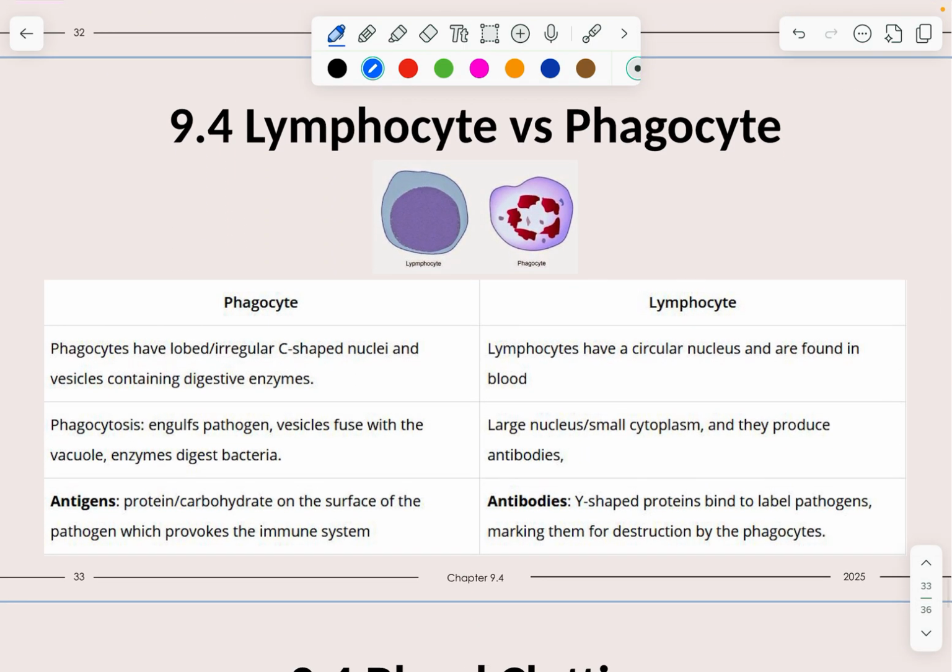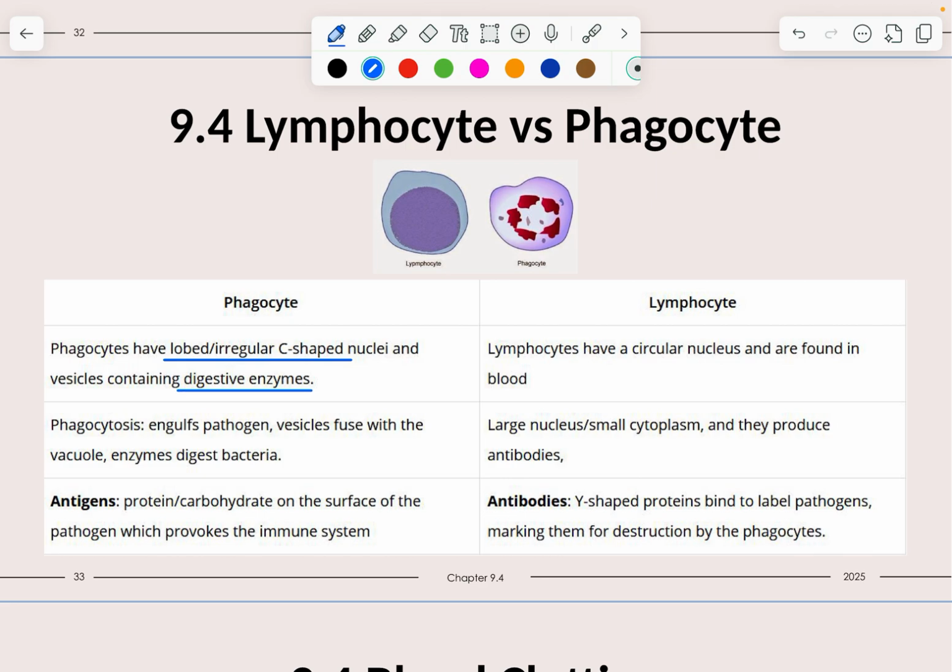Okay, so we'll go through a little bit on this. So lymphocytes and a phagocyte. I'm sure you can see here are some diagram pictures of how a lymphocyte will look: big nucleus, and a phagocyte being multinucleated, many nuclei. So a phagocyte has a lobed, irregular C-shaped nucleus and vesicles containing digestive enzymes. So I'm sure you know what it does now.